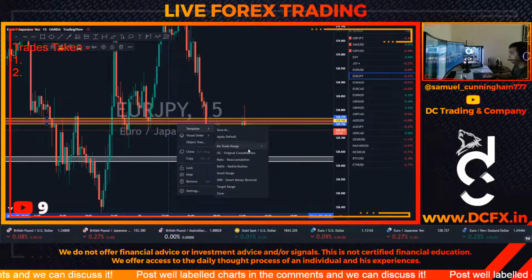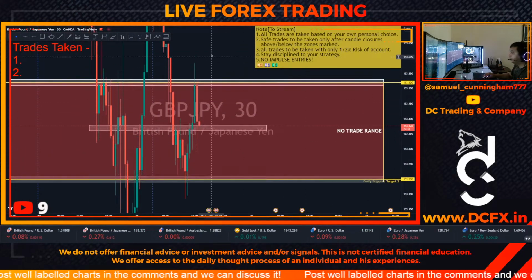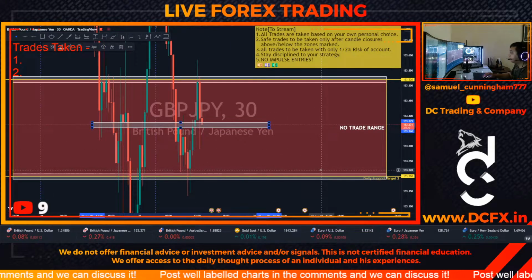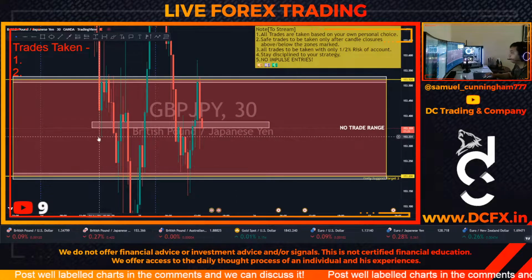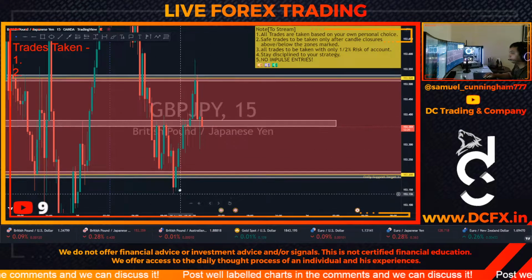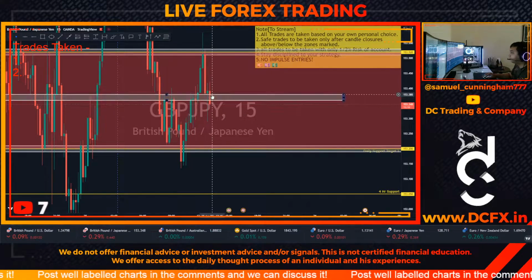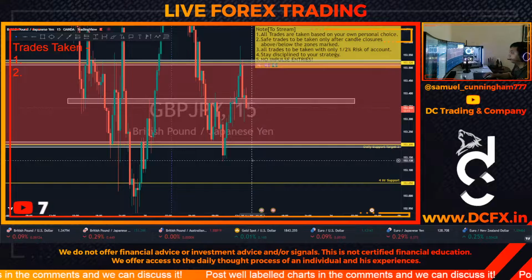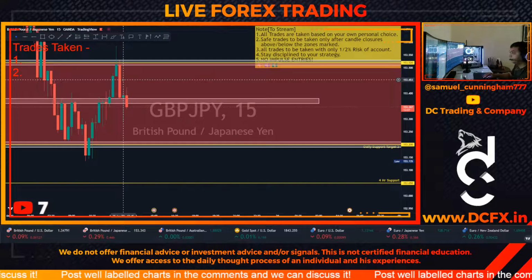Please check GJ for short. Alright, let's check GJ for a short. Maybe once this 15-minute closes below here, that could be a short squeeze. But as of now, you see the previous 15-minute rejected and went back up.